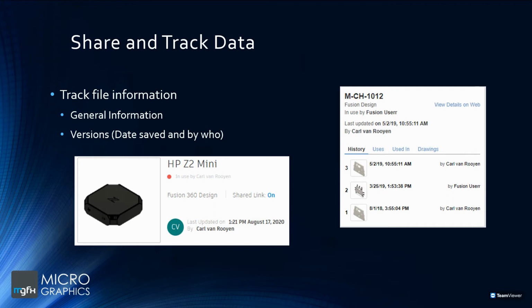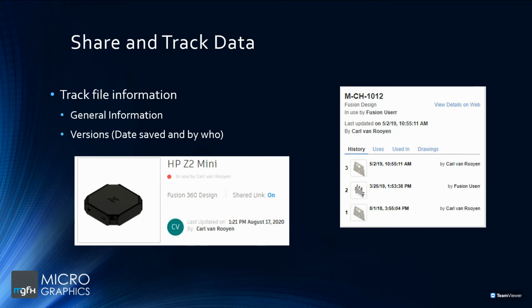Then on the right-hand side, that part MCH1012, that is what you would see within Fusion itself in the data panel. So there we see basically the same information with the option to click View Details on Web, and that will allow you then to see the information as you see it in the format on the left-hand side. At the bottom, we have the various versions, version 3, 2, and 1, 3 being the latest for that part, and that is the history showing when it was last modeled, when that version was saved, and by who.